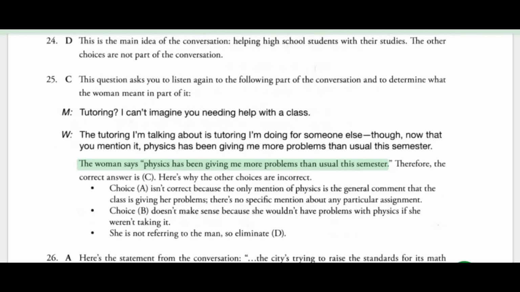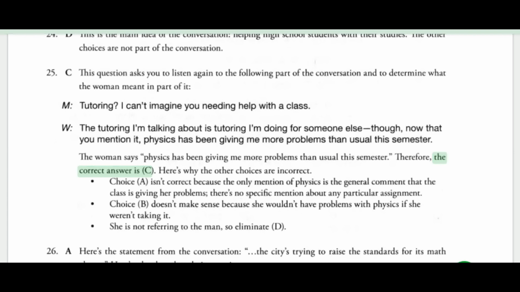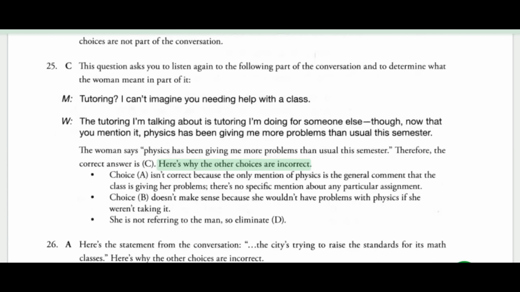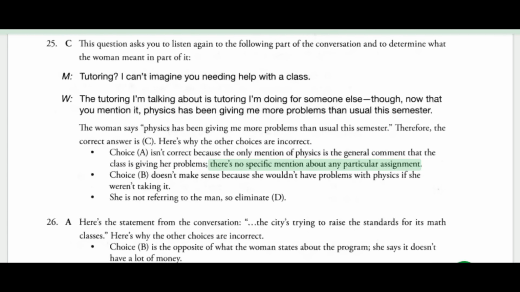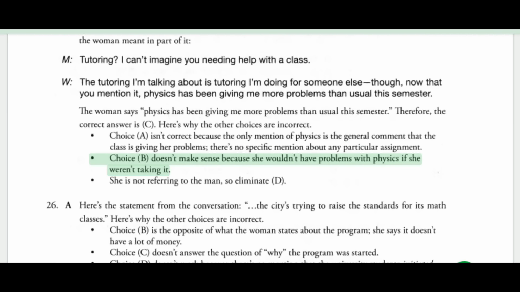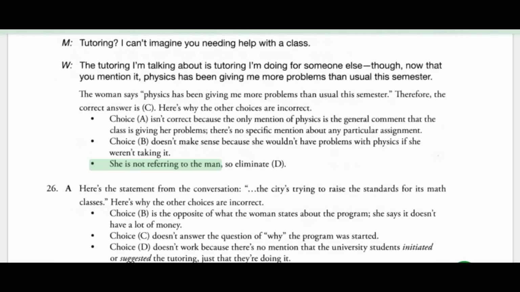The woman says, physics has been giving me more problems than usual this semester. Therefore, the correct answer is C. Here's why the other choices are incorrect. Choice A isn't correct because the only mention of physics is the general comment that the class is giving her problems. There's no specific mention about any particular assignment. Choice B doesn't make sense because she wouldn't have problems with physics if she weren't taking it. She is not referring to the man, so eliminate D.